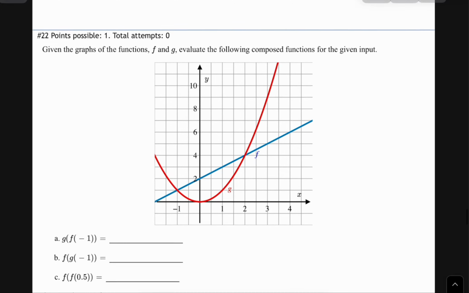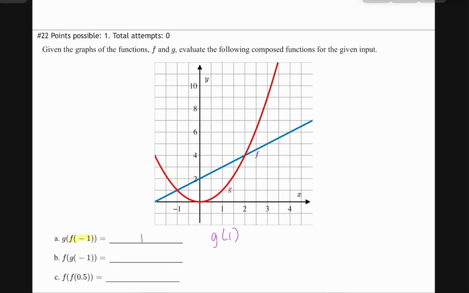Okay. So our first one here says, find g of f of negative 1. So we're going to start from the inside and work our way to the outside. f is the blue function, g is the red function. So f of negative 1. When x is negative 1, our f function is at a height of 1. So that would be now g of 1. Now, if x is equal to 1, what is our g function doing? When x is 1, our g function is at a height of 1. So the answer is 1.